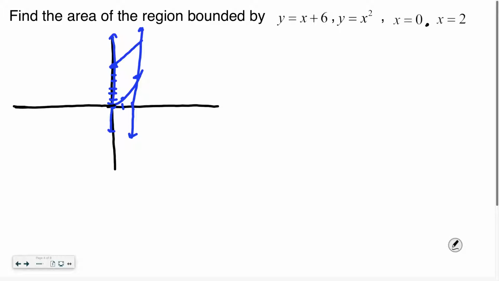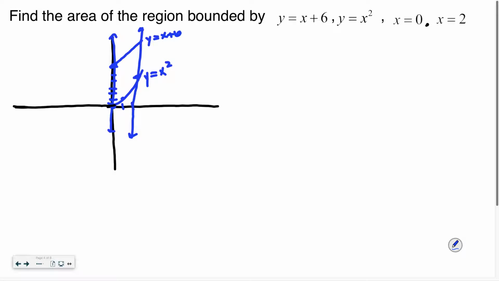Okay, that's our region. My piece of advice to you would be, when you're drawing your picture, label your equation so you know which one is which. Now, in this one, it's pretty obvious. This is a line, y equals x plus 6, and this is a parabola, y equals x squared.